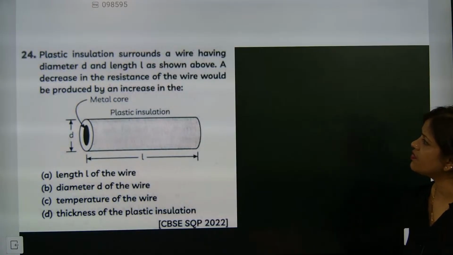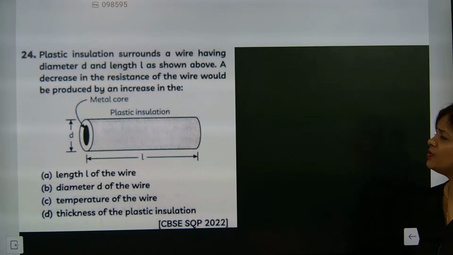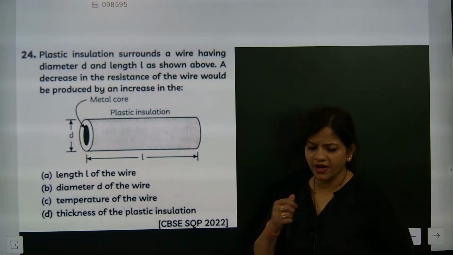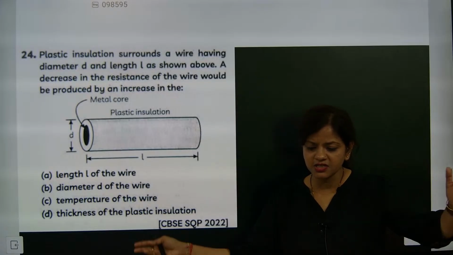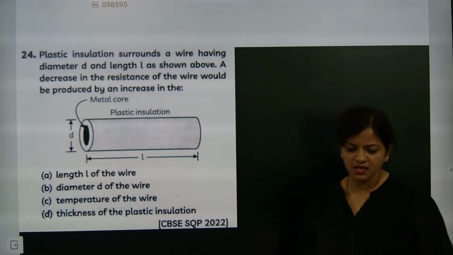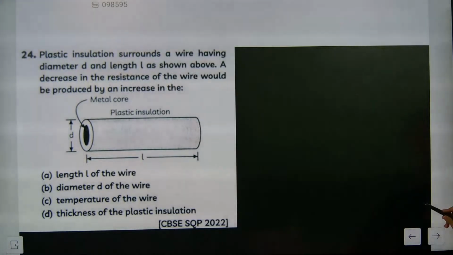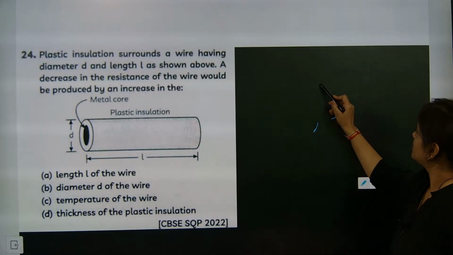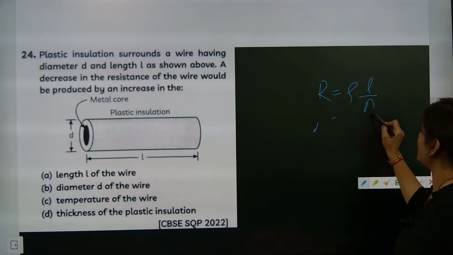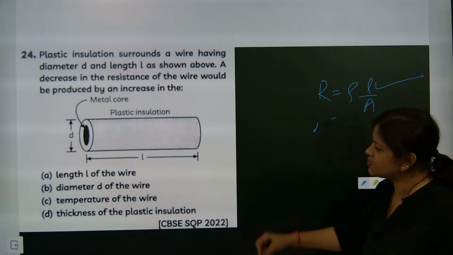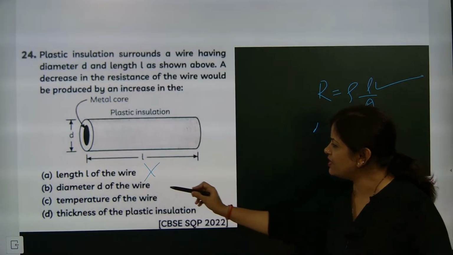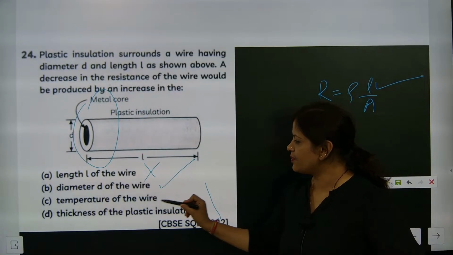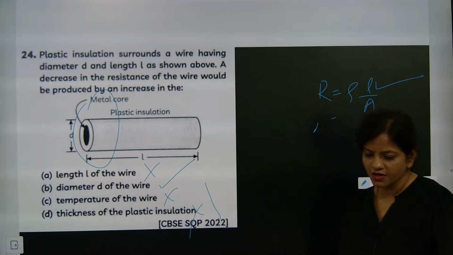Plastic insulator surrounds a wire. A decrease in the resistance of the wire would be produced by an increase in the length of the wire or the diameter of the wire? If the diameter increases, resistance will decrease. B is the answer. R is equal to rho L by A. If length increases, resistance will increase. If diameter increases, resistance will decrease. Temperature of the wire is not connected. So B is the answer.